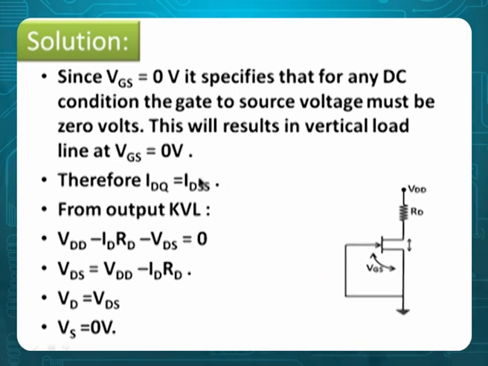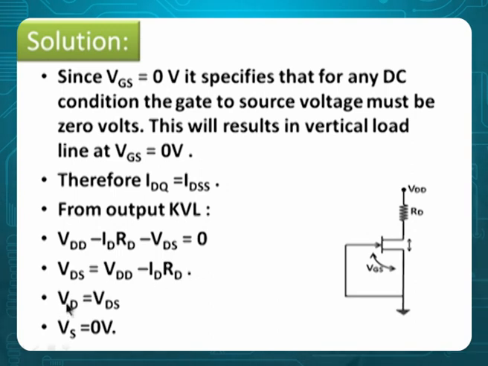Directly ID is equal to IDSS. You know why? Because ID is equal to IDSS into (1 minus VGS by VP) whole square, and VGS is 0, so this directly comes. Whatever the IDSS is given, you take that value, apply output KVL and substitute. If ID is IDSS here, then VDS is VDD minus ID RD. That ID is nothing but IDSS.